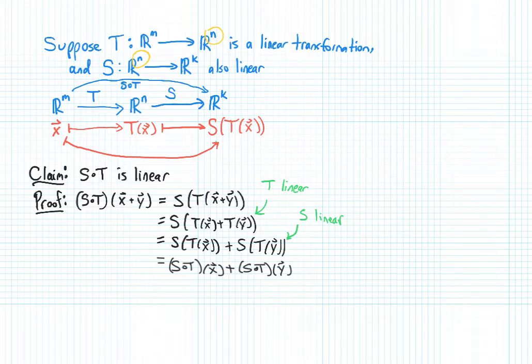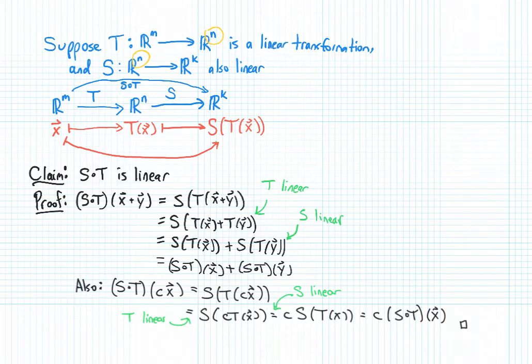And we can do the same thing with scalar multiplication. That's even simpler because you can pull the scalar out of T and you can pull the scalar out of S as well. And so it just pulls all the way out. Here's the detailed calculation. You can press pause and go through it step by step if you want. But that's the whole proof.